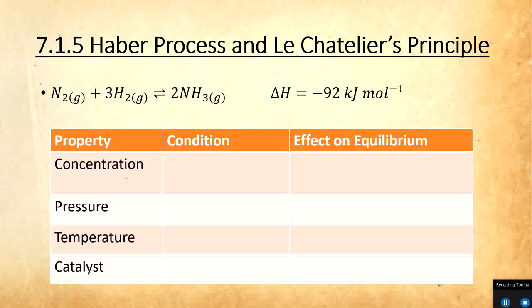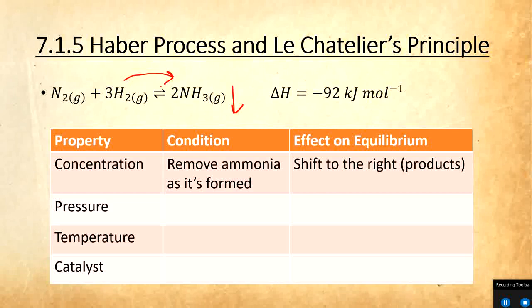Obviously, we're going to continuously add nitrogen and hydrogen into our system in order to produce ammonia. So that pushes the equilibrium to the right-hand side. What we also do is we remove ammonia as it's formed. Okay, so as ammonia is formed, we decrease the concentration of ammonia. Remember, what that's going to do is push the equilibrium to the right to make more ammonia, trying to overcome that stress from the removal of it. So it shifts to the right, or the product side, is the effect on equilibrium.